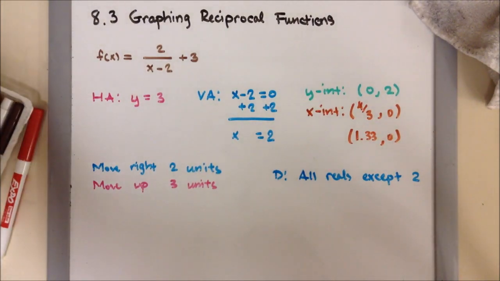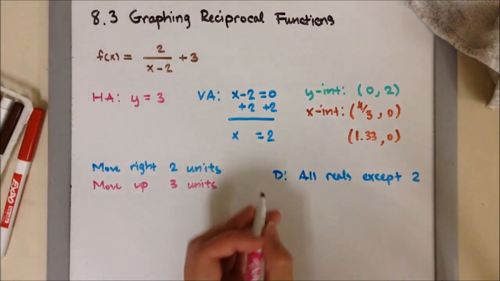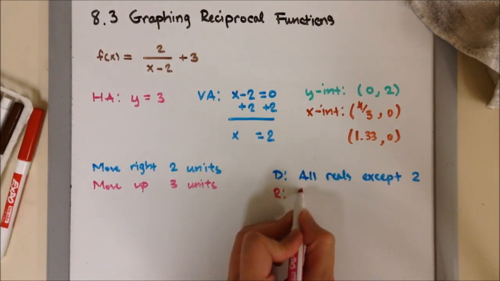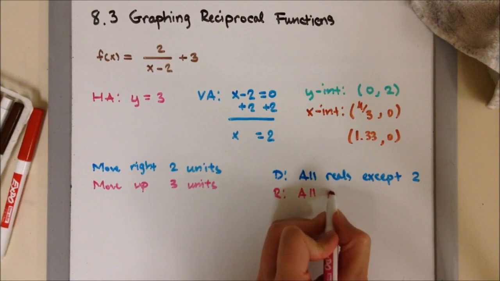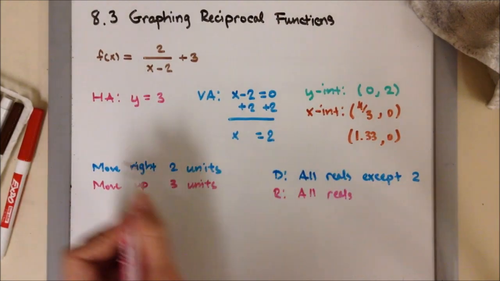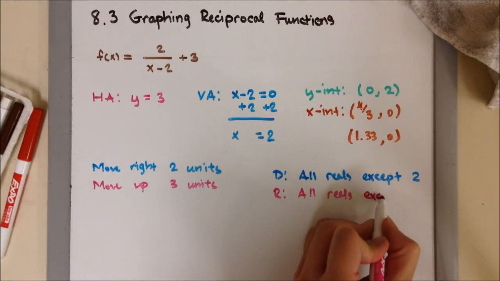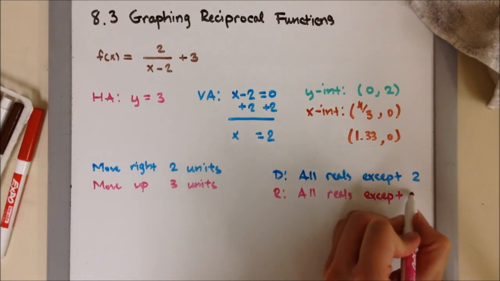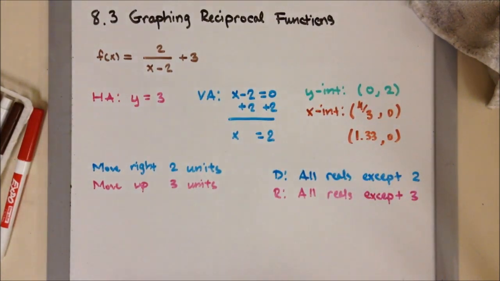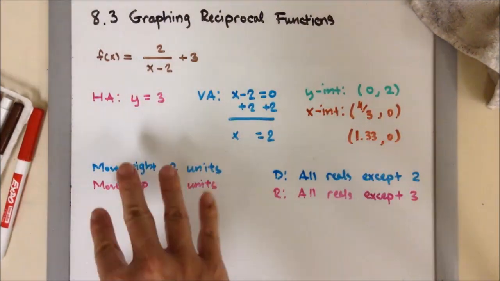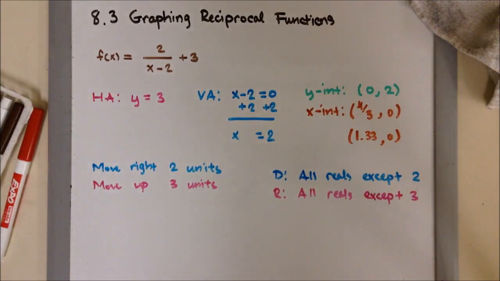And then for the range, which I'm going to label as R, it's going to be all real numbers except for the number at my horizontal asymptote. So I'm going to write all reals except 3. So there goes my asymptotes, my intercepts, my transformation, and my domain and range.